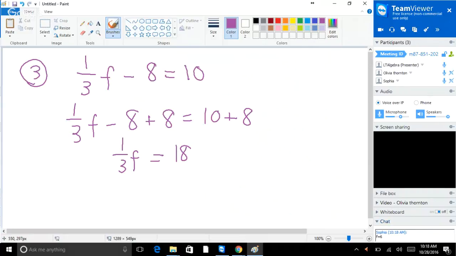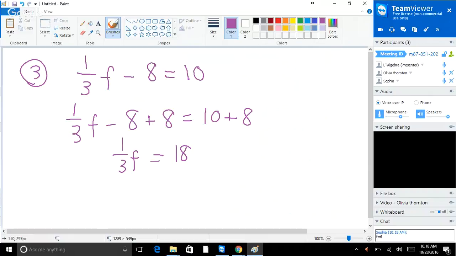Okay, so now 1/3 is being multiplied by f. This is where it's tricky. Before, if it was 3, we would just divide by 3. But we've got a fraction now. We could technically divide by 1/3, but that's kind of funny. So we're going to use another tool that we have when it comes to fractions that helps us get rid of fractions. Do you remember what that one is? I think, Olivia, you said it in class on Monday. The reciprocal, yep.